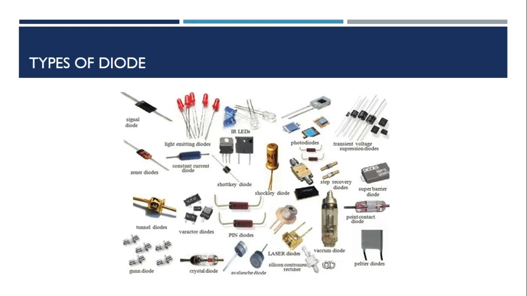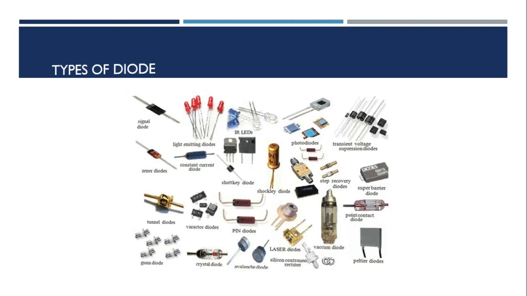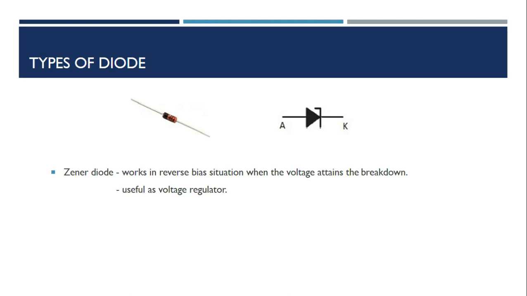These are the types of diode. As you can see here, there are about 22 different types of diode, and I will be explaining 5 kinds of diode. Firstly is the Zener diode. A Zener diode works in reverse bias situation when the voltage attains the breakdown. It is also useful as a voltage regulator. An even voltage can be attained by insertion of a resistor across it to limit the flow of current.